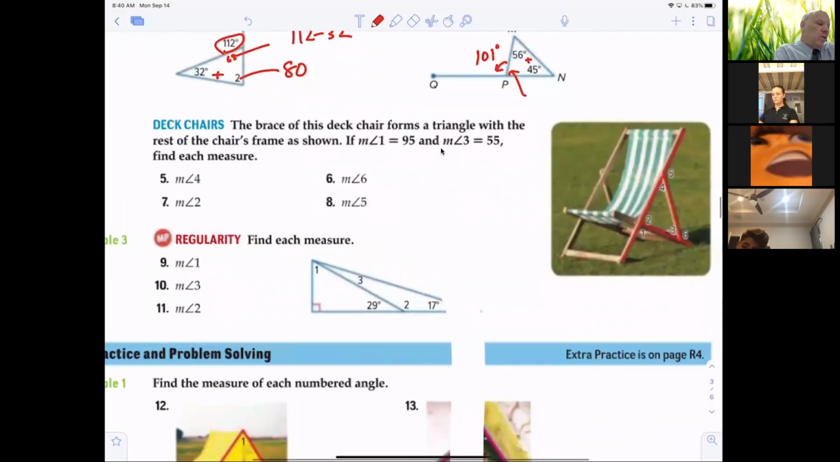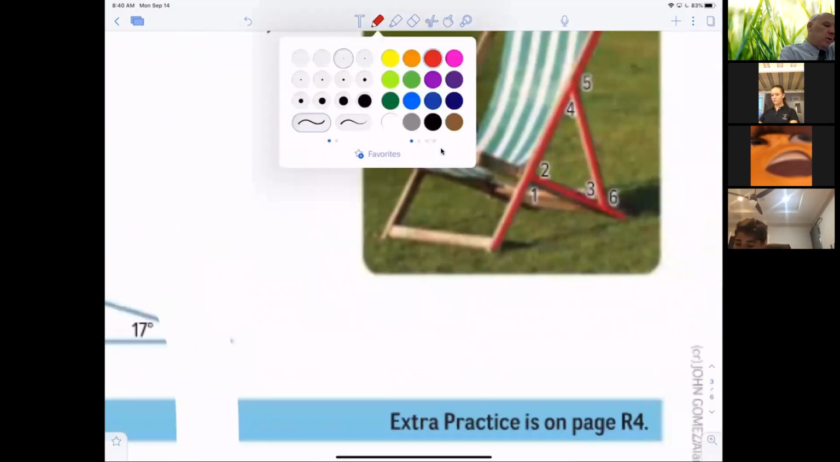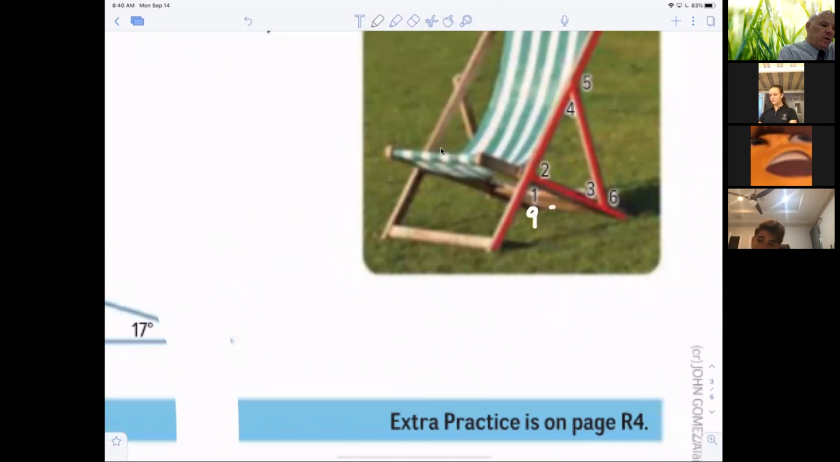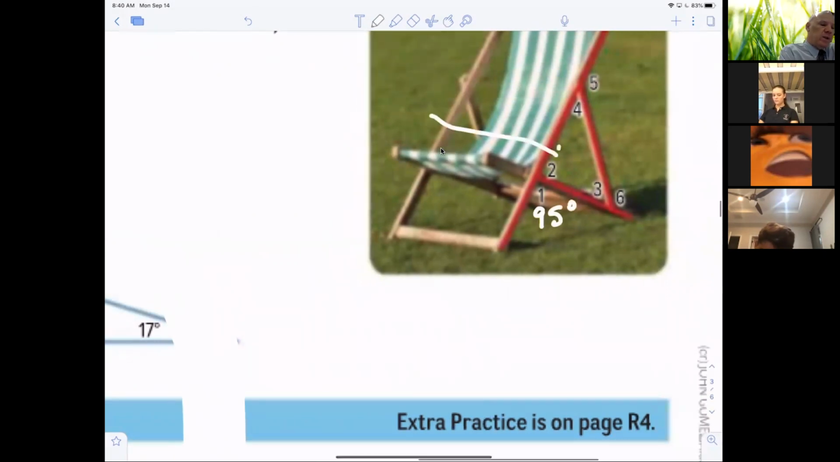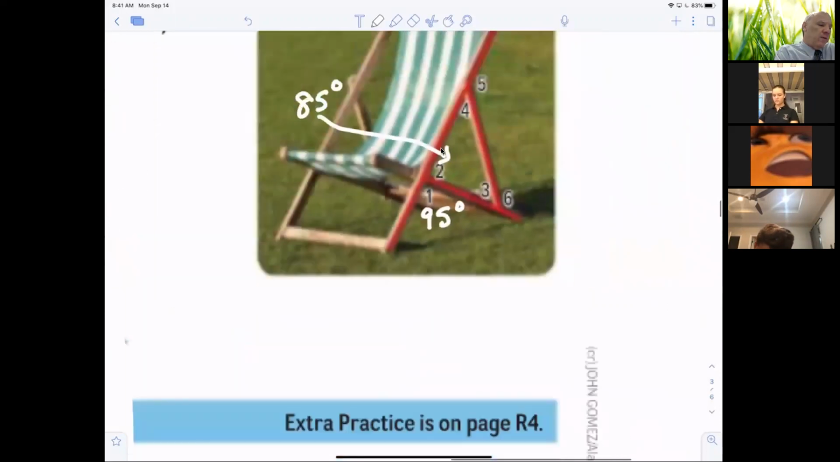Now, the brace of this deck chair forms a triangle with the rest of the chair's frame as shown. Angle 1 is 95. So I'm going to come over here and put on here 95 so we can see it. 95 degrees, which then makes angle 2 automatically what, guys? What is angle 2? What? 85 degrees. Is everybody happy with that? All right, now what else does it say? Angle 3 is 55. So this right here is 55.